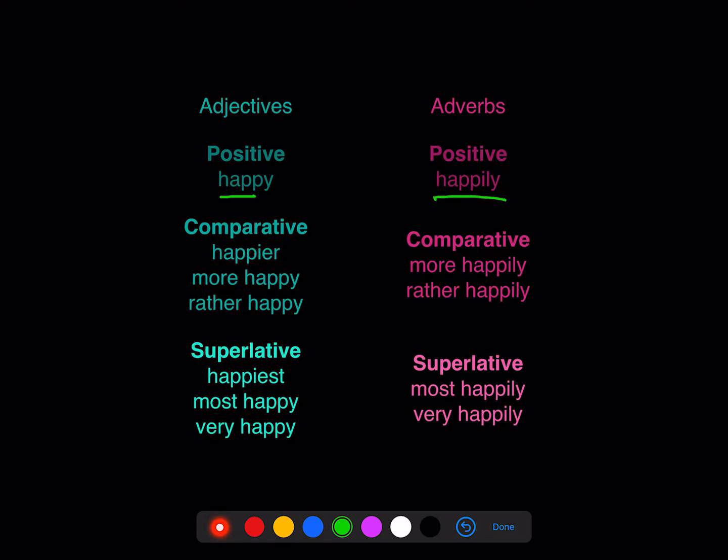And so how might you be translating a comparative adjective? Well, happier, more happy, rather happy. Those are all ways that you might translate a comparative adjective, a comparative adverb, more happily, rather happily. How would we translate a superlative adjective? For example, happiest, most happy, very happy, or an adverb, most happily, very happily.